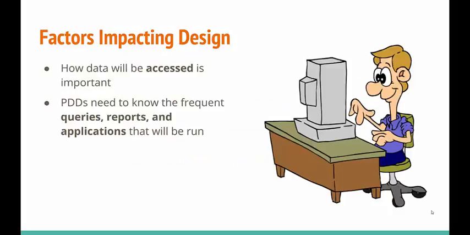We also want to know how the data is going to be accessed. It's often helpful to know the frequent queries, reports, and applications that will be run. How is this database going to be used? Is it going to be primarily a web database for an e-commerce store? Is it going to be something that will simply provide information at the end of every month to the sales team? What are the common reports that will be run? What are the common queries? And what are the applications? Each of these things will help to get an idea of how the database will be used, and we can tailor the design to make it more efficient for those purposes.